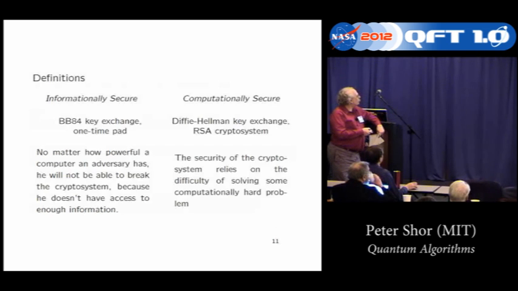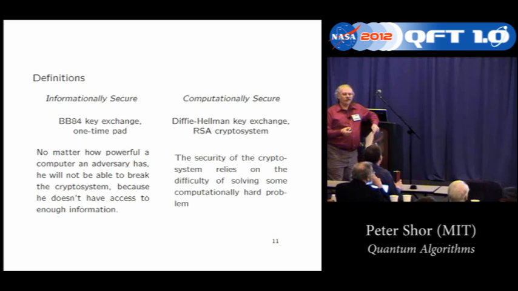So there are two kinds of proofs of security in cryptography: security through information and security through complexity. So something is informationally secure if, no matter how powerful a computer an adversary has, you will not be able to break the cryptosystem. And the nice thing about the BB84 key exchange protocol is that, assuming you believe in the laws of physics, it's informationally secure. And a one-time pad is also informationally secure if the key is as long as the message. Once you use a one-time pad twice, it stops being secure.